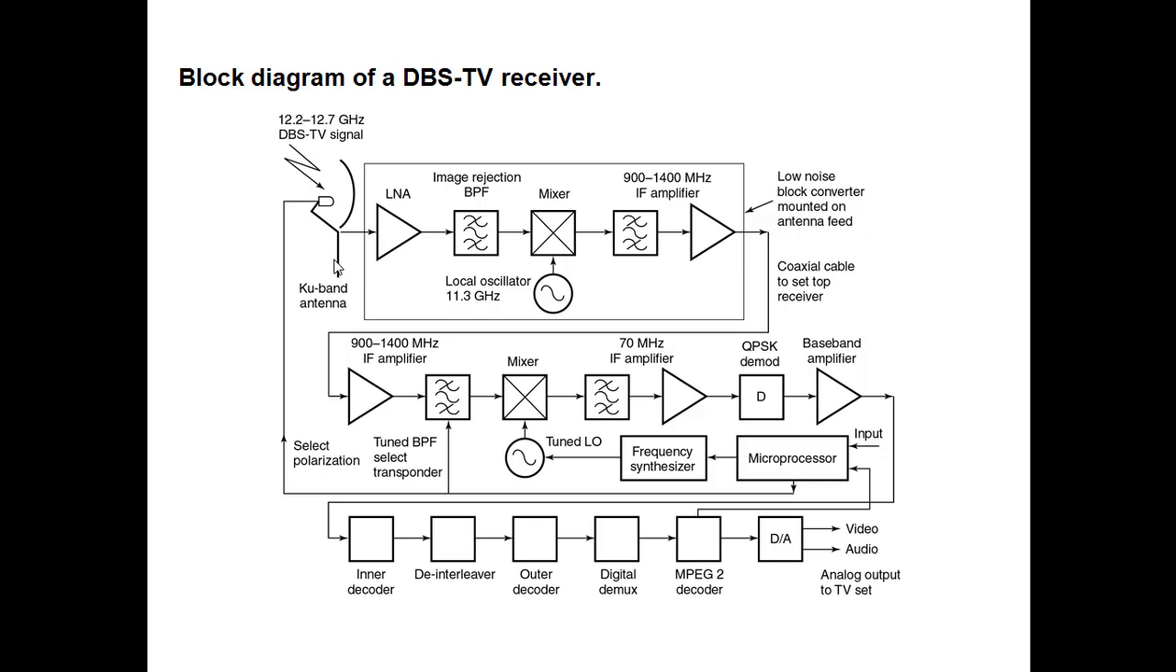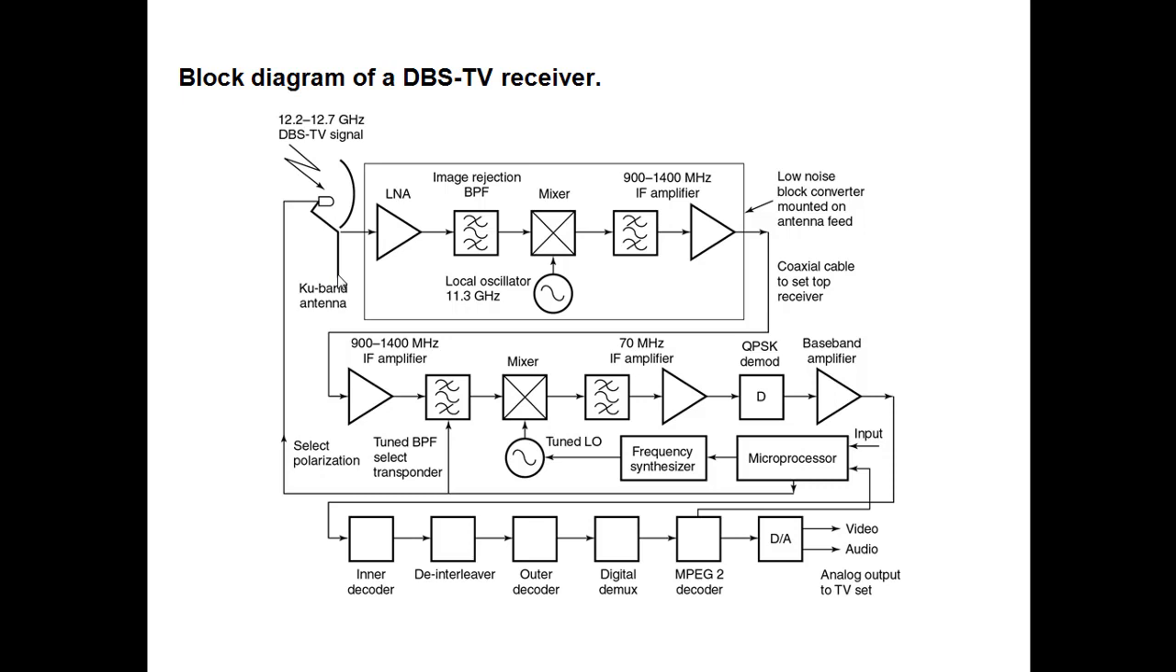To minimize the loss of signal and maintain a low system noise temperature, the downlink signal coming from the satellite in the range 12.2 to 12.7 gigahertz is received by the Ku band antenna. The electronic polarizer is switched by changing the voltage supplied to the LNB through the cable that interconnects the antenna and the set top receiver. The complete 12.2 to 12.7 gigahertz band is down converted by the LNB to the 900 to 1400 megahertz band, where cable losses are lower than in the Ku band.